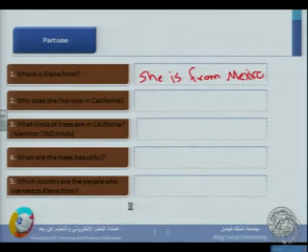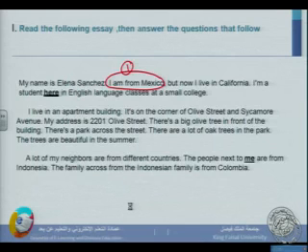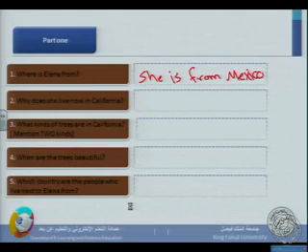Why does she live now in California? Let's go back. But now I live in California. I am a student here. So, why does she live there? Because she is a student.